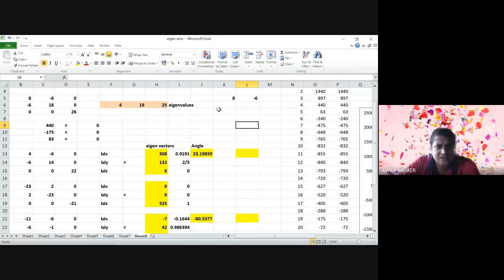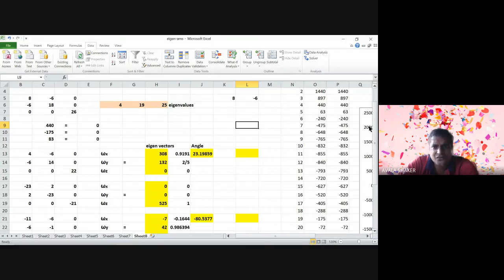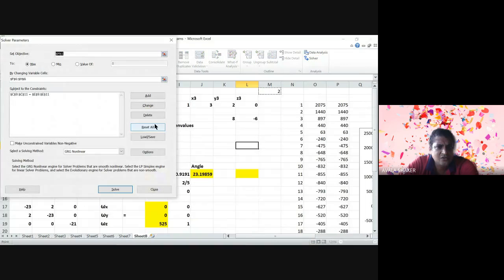Somebody was asking what I did. So let us do it again. We'll go to data, go to the solver. I can reset all, but you need not reset it, because since I'm showing this, for set objective you set that value to something which has got nothing to do with this problem for the time being.